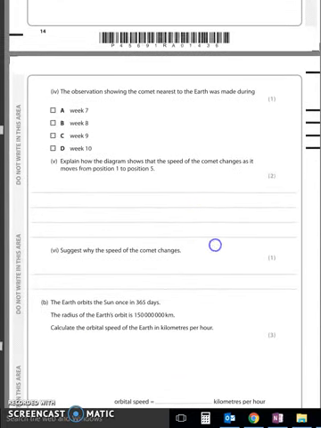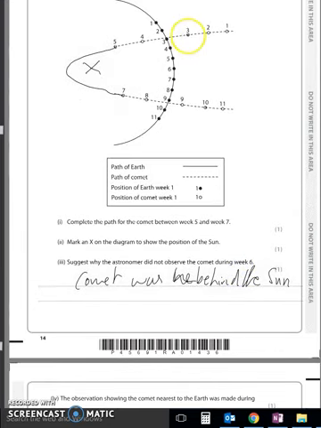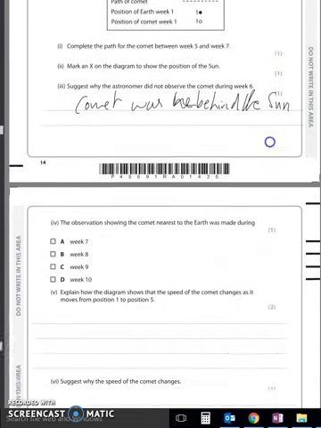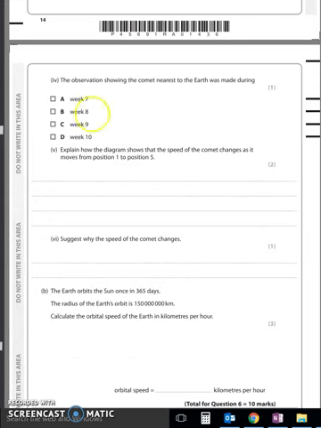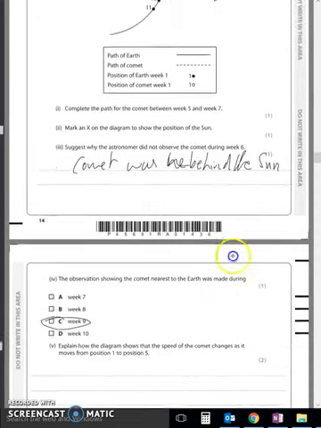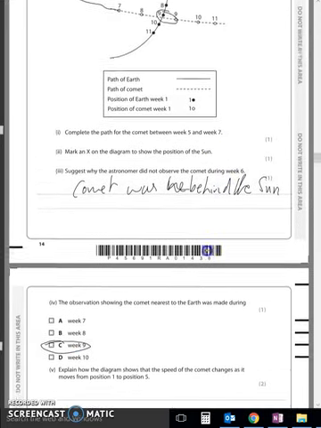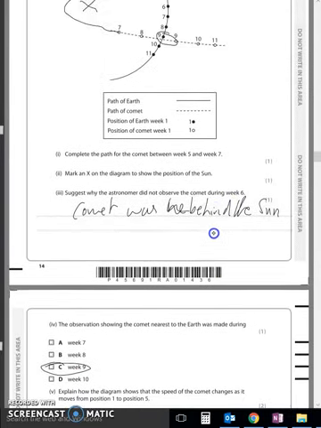And then we're going to move on to number 4. The observation showing the comet nearest to the Earth was made during, so let's have a look. When was the comet closest? So here it is, we got 3. This is when it goes over the orbit of the Earth. So this is probably our closest, so we're going to say week 9. Week 9 is closest, so we look at 7. 7's definitely not closest. 8 is pretty close, but not as close as 9, and week 10 is right out.